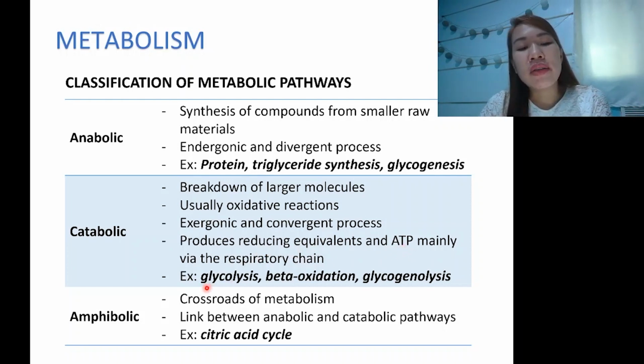So let's look at the pathways that are catabolic in nature. So glycolysis. Lysis means to destroy something or to break it down or to kill it. So lysis, pinaghihiwa-hiwalay mo siya. So what is being lysed here is glycogen. So glycolysis, it is a catabolic process. So in other words, it destroys or it breaks it down. Next is beta oxidation. This is for the fats. And then glycogenolysis.